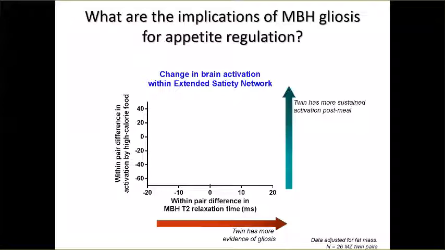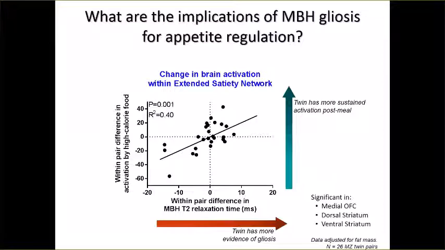And what we see here is a strongly positive association. What this means is that above and beyond your age, sex, and genetics, if you are showing more evidence for gliosis, you are not suppressing that activation by high-calorie food cues after a meal, which goes along with feeling more hungry, less full, greater food intake, and more choice of higher-fat foods.